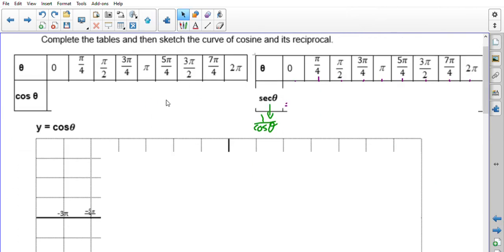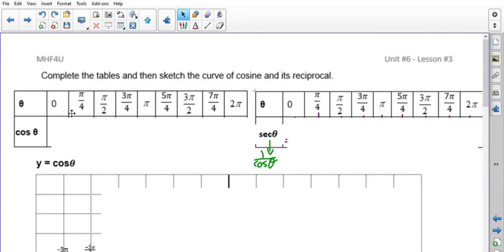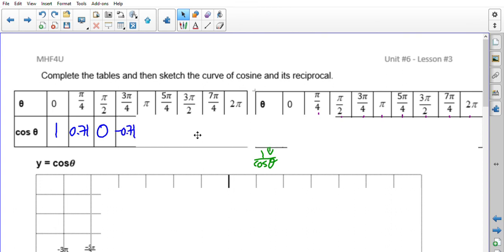Okay. All right, so again, make sure you're in radian mode. We're going to do cos of all these angles. So cos 0, you should get 1. Cos pi over 4, we should get 0.71. Cos pi over 2, 0. Cos 3 pi over 4, about -0.71. Cos pi, -1.